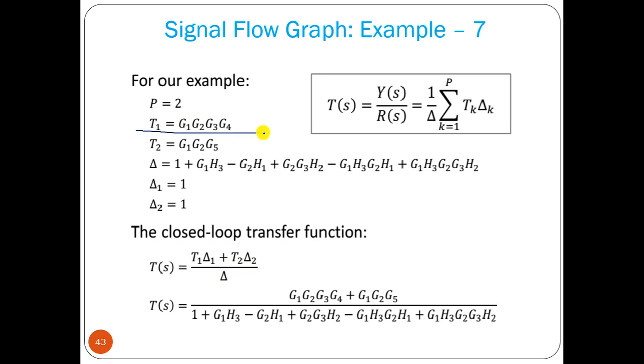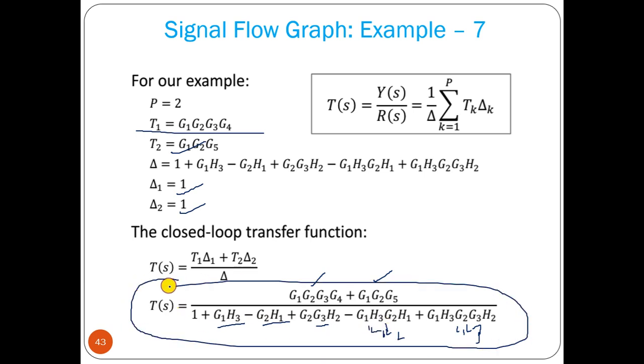T1, that is the gain of forward path 1 into delta 1 is 1, T2 into 1, then 1 plus individual loop gain, and this is non-touching loop gain, 2 non-touching loop gain. So this is the overall transfer function.